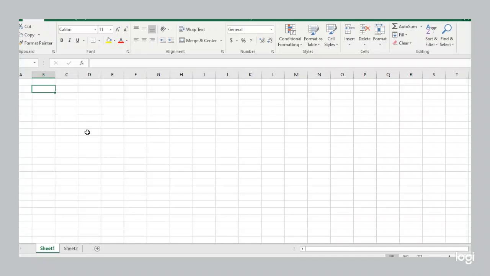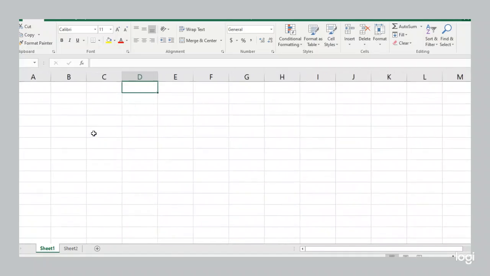Hey everyone, this is going to be a quick video on the relationship between fixed cost, unit cost, and price, and how that affects total cost and revenue and profit. And we're going to be using Excel for this.